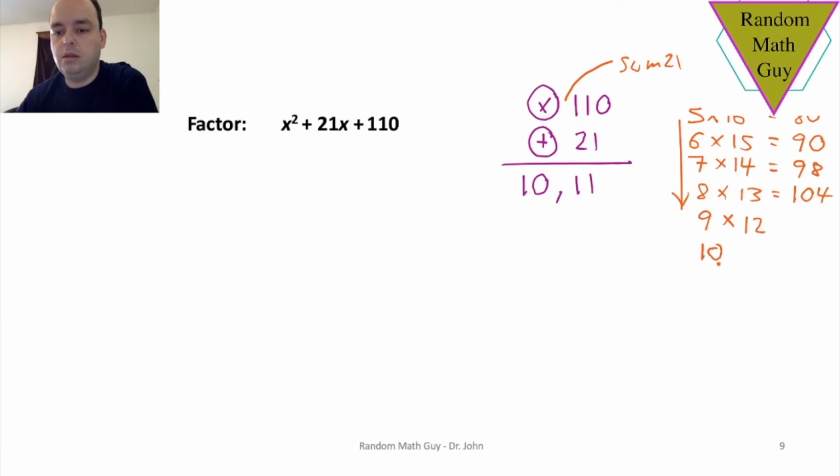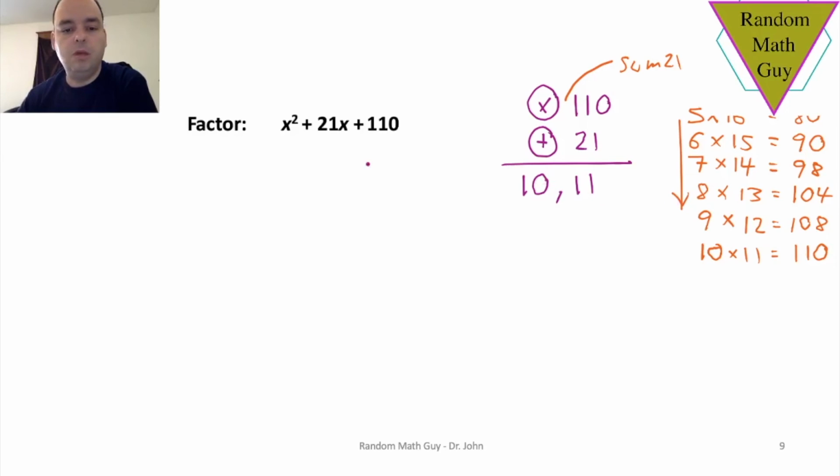And I think that we're almost there. And there it is. So that's 108. So I guess the big thing here that I want you to see is that the product can be found by looking for a sum instead.